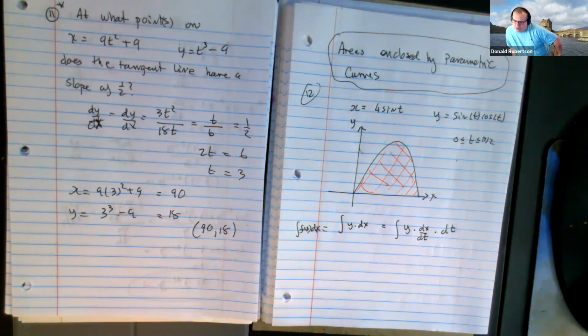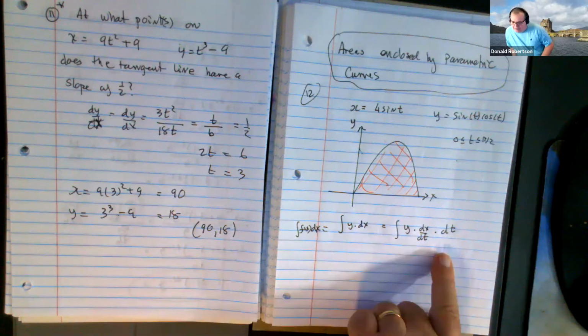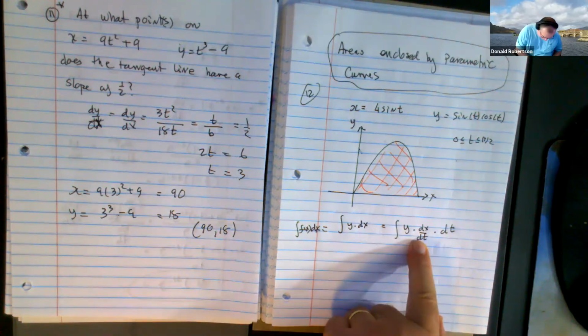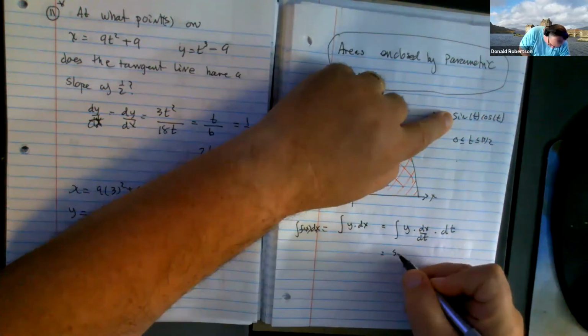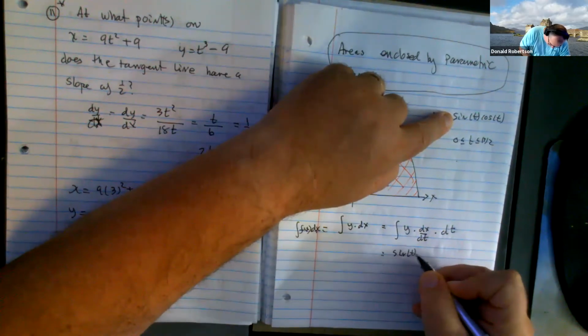It's sort of related to a U-sub, only I'm turning things into t's. Now, do you notice the t's cancel out? What does that look like? It looks like y, but you write it down in terms of t.